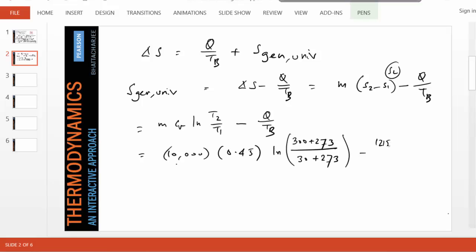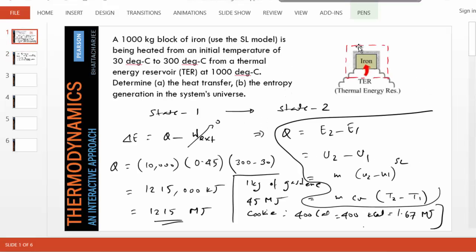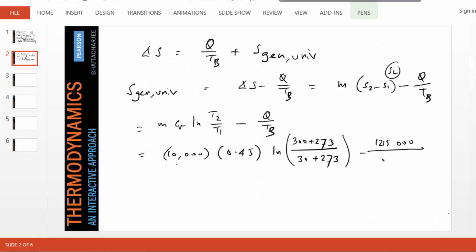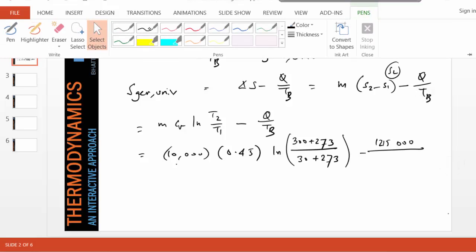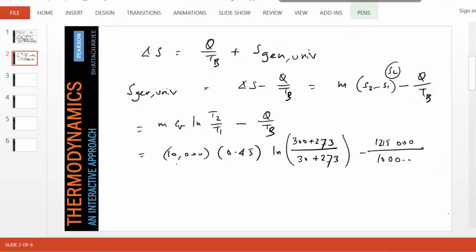1215,000 divided by the boundary temperature. What is the boundary temperature we should be using? Look, the boundary passes through the reservoir, which is at a temperature of 1000 degrees Celsius. So if we calculate this number, it turns out to be about 1912 kilojoule per Kelvin.